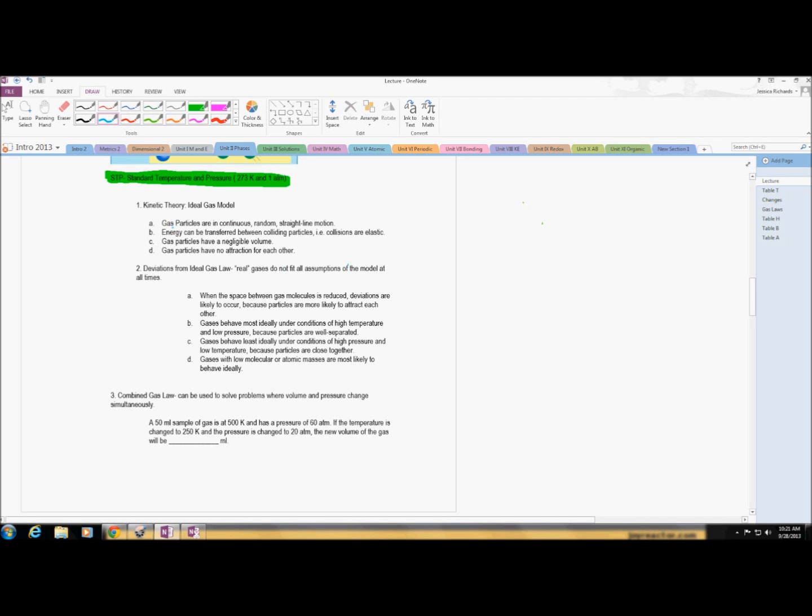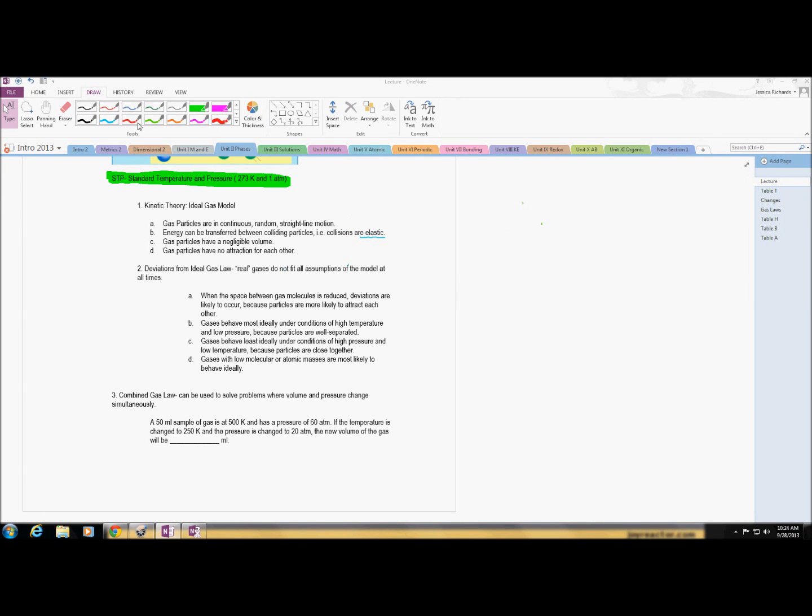So this kinetic theory, or the ideal gas model, says that the perfect gas would behave like this. So it says that they're in constant random straight line motion, that all of the energy transferred between colliding particles is perfect. That means the collisions are elastic. That's a fancy way of saying if they hit with 100 newtons of force, when they bounce off, they still have 100 newtons of force. That would mean no friction, no heat.